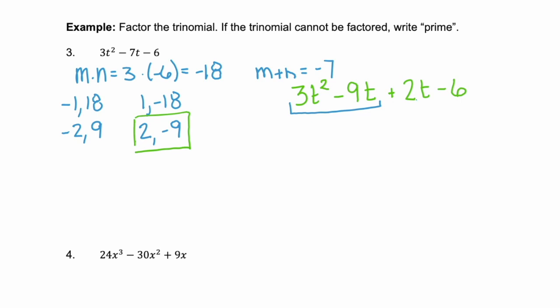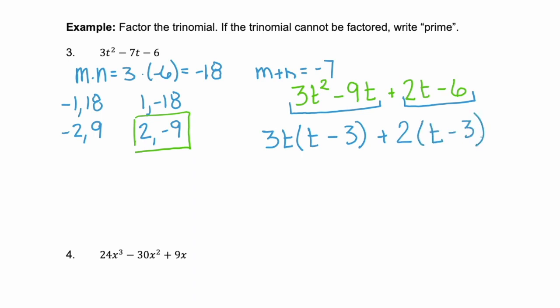Now that we have 4 terms, use the associative property to group them. Our first two terms, what do they have in common? 3t. So we factor out 3t, and we're left with the binomial of t minus 3. The second grouping, they have a 2 in common. So you factor out the GCF of 2, and you're left with the binomial t minus 3. Now, from these two terms, we factor out that binomial they have in common, t minus 3, and we're left with the binomial 3t plus 2.